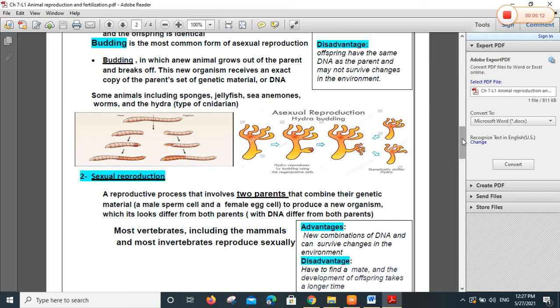So sexual reproduction is a reproductive process that involves 2 parents that combine their genetic material. So what happened? The offspring have different genetic material, because the offspring result from the combination of 2 genetic materials. So they produce a new organism with different genetic material, so it looks different from their parents. The new offspring looks different from both parents, with DNA different from both.